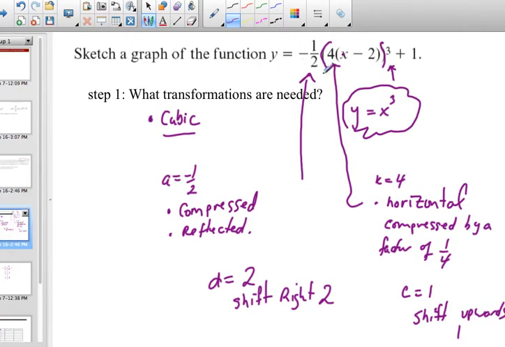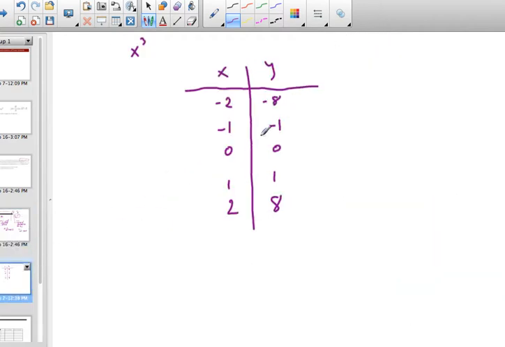So what we do is we do all of the multiplying ones first, and it has everything to do with whether it's vertically affected or horizontally affected. So I'm going to deal with my A first. A, we said, was compressed, and it's a reflection, and it's a vertical. I should add that. This is a vertical compression because it's outside that calculation, being that cubic part. So this is vertical, which means it affects the vertical values, which are the y values.